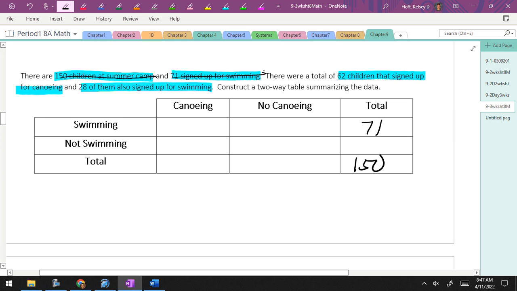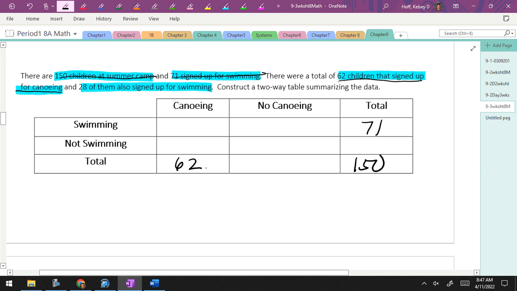62 children signed up for canoeing. Who can tell me that one? Tone? Not swimming. Canoeing, not swimming? Yeah. What do you know about them? Just we know they're canoeing, right? We don't know how they answered with swimming, so that's got to be down in your total for canoeing.